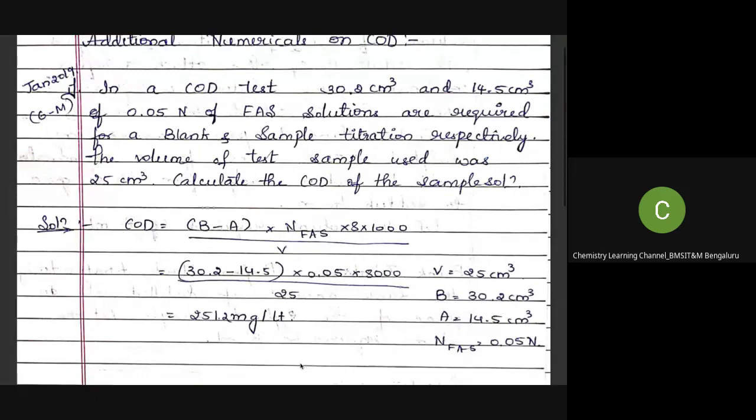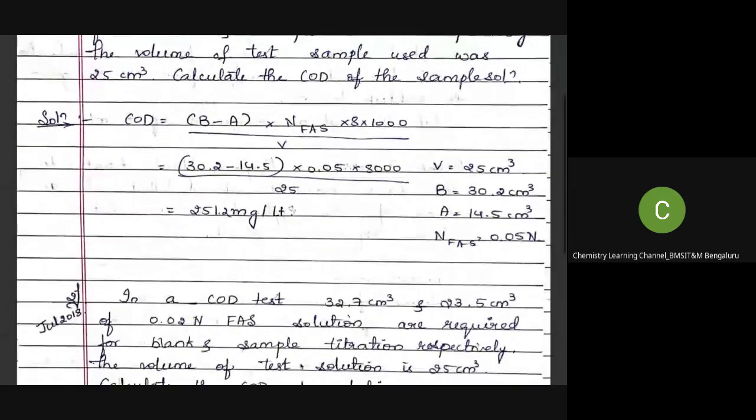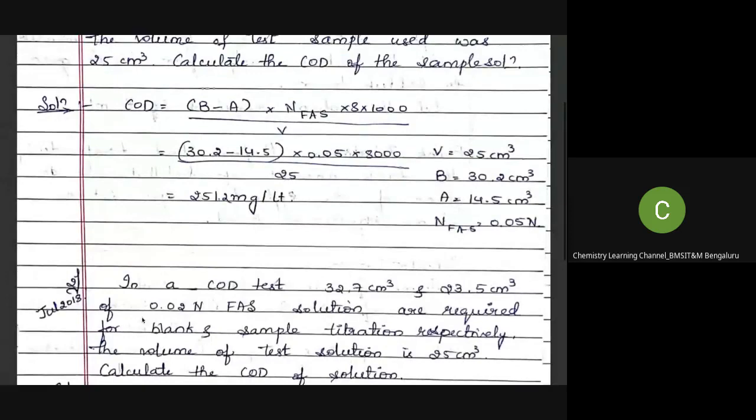So all the numericals which I am solving are exam-appeared questions. Okay. Take down the next numerical. This was asked in July 2018. It is the same type as the previous one which we solved now. So here, in a COD test, 32.7 cm cube and 23.5 cm cube of 0.02 N FAS solution are required for blank and sample titration respectively. Sample titration is nothing but back titration only. And the volume of the test solution taken is 25 cm cube. Calculate the COD of the solution. Substitute the values and let me know the answer.